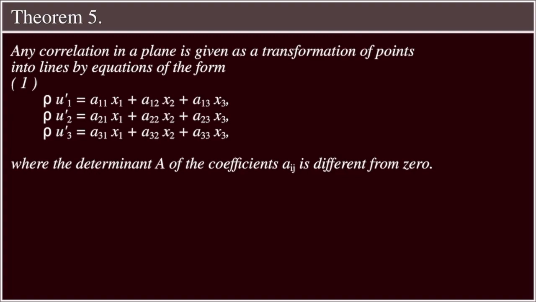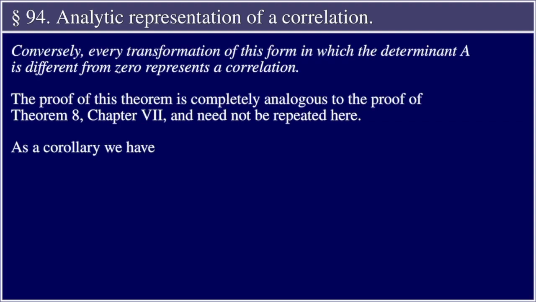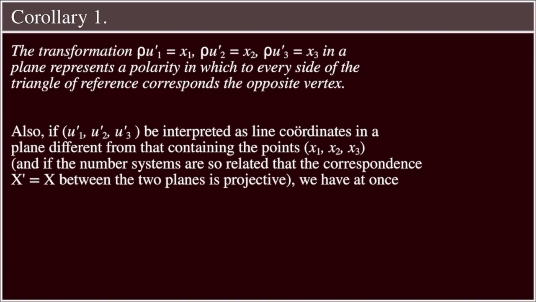different from 0. Conversely, every transformation of this form in which the determinant A is different from 0 represents a correlation. The proof of this theorem is completely analogous to the proof of Theorem 8, Chapter 7, and need not be repeated here. As a corollary, we have Corollary 1. The transformation rho u1' equals x1, rho u2' equals x2, rho u3' equals x3 in a plane represents a polarity in which to every side of the triangle of reference corresponds the opposite vertex.